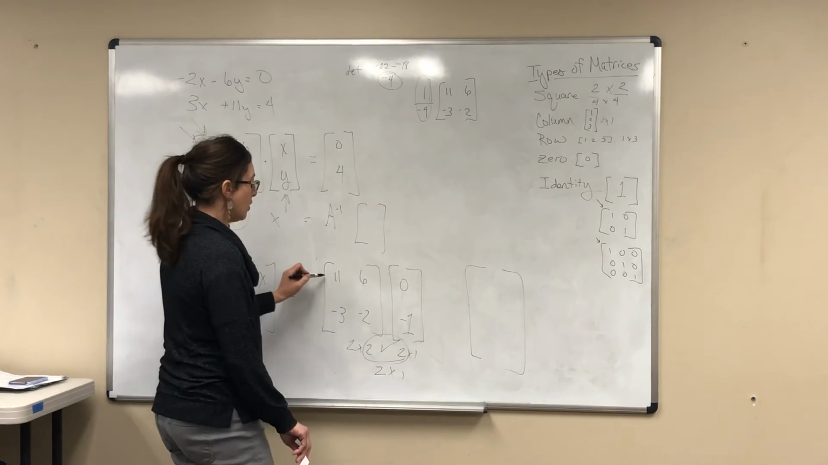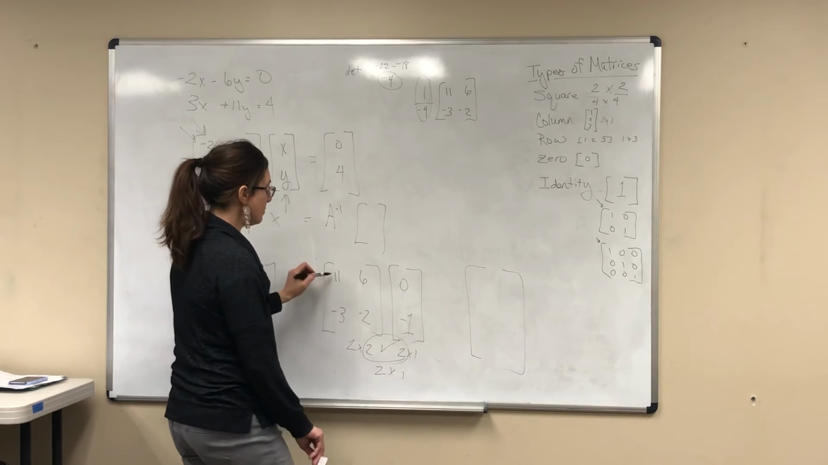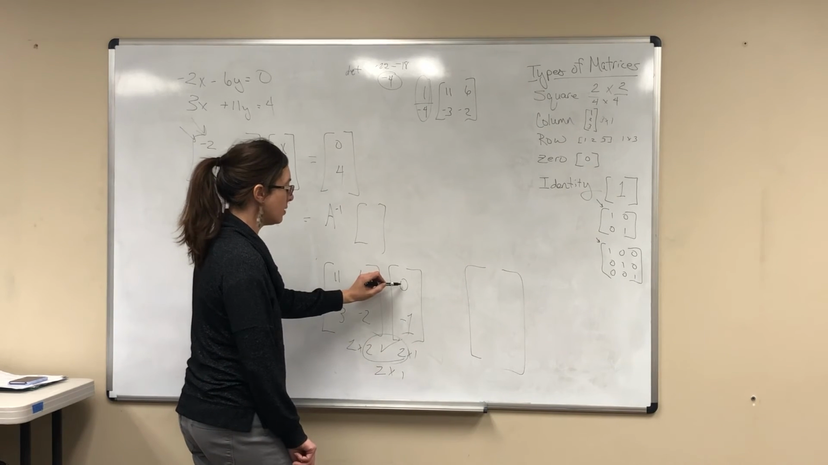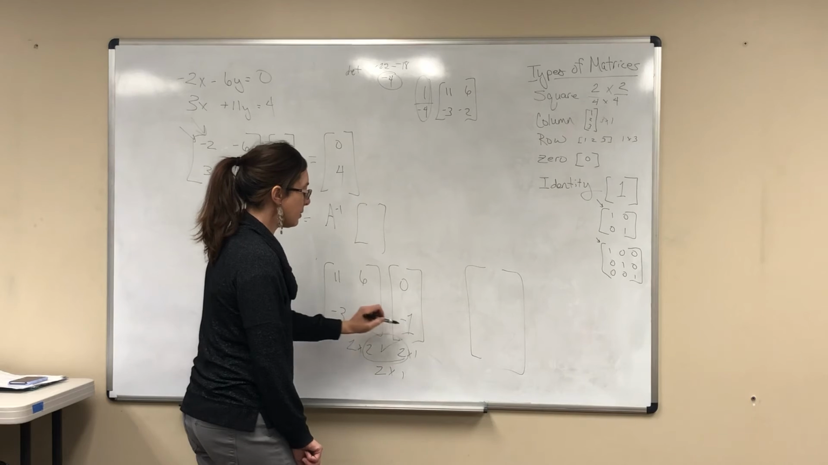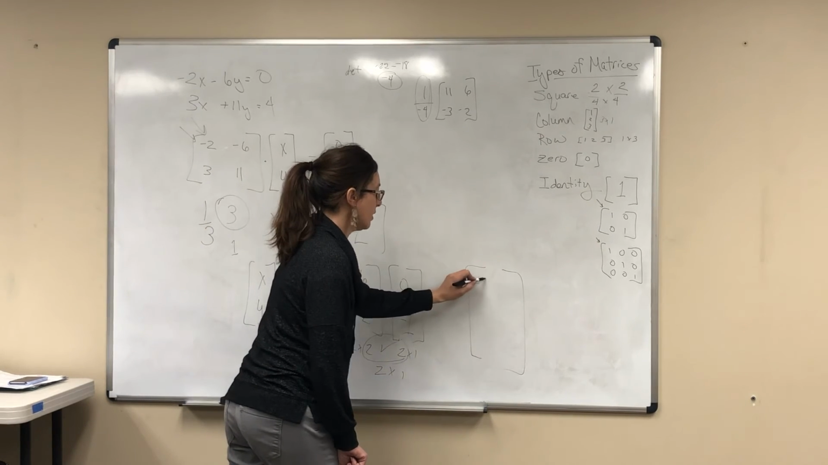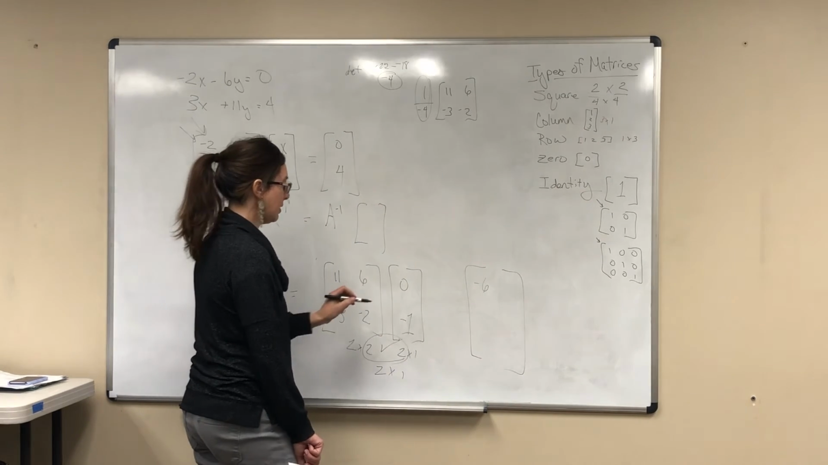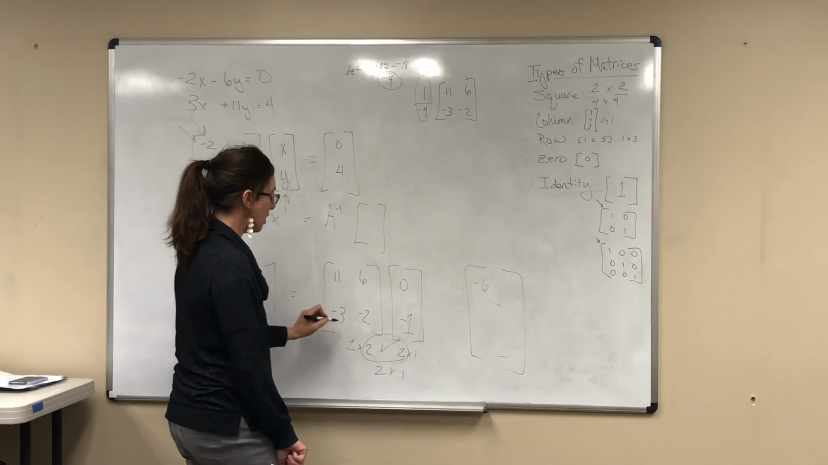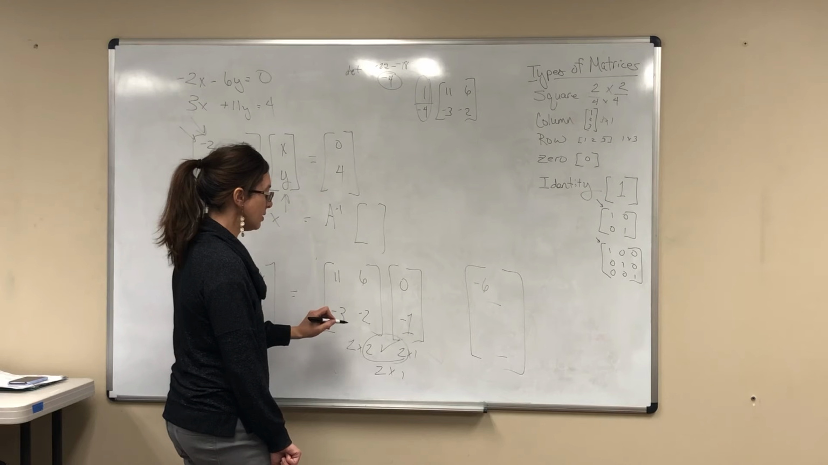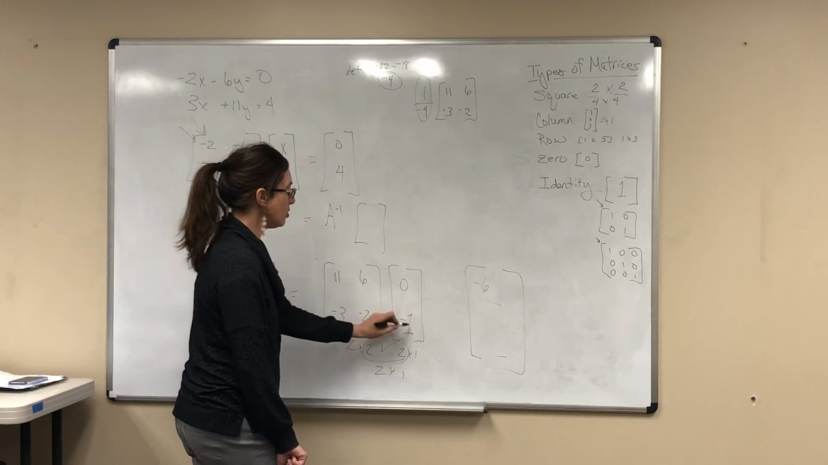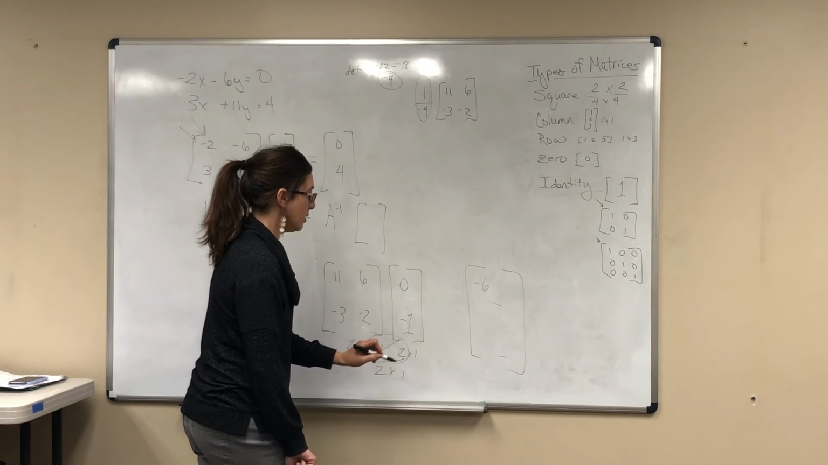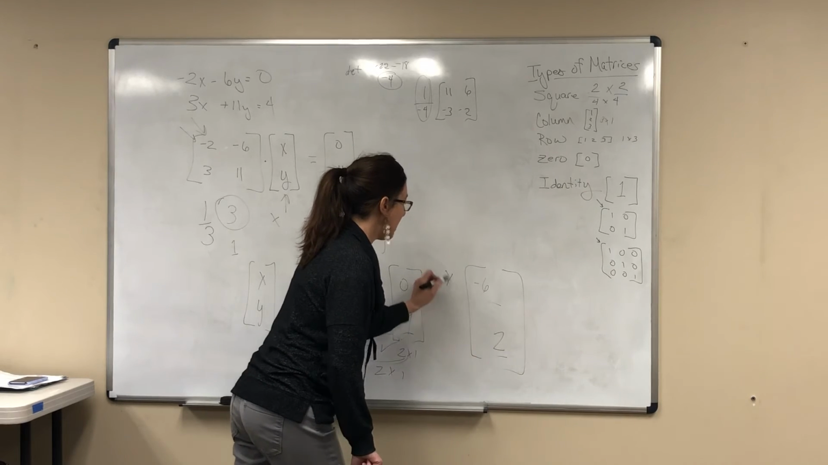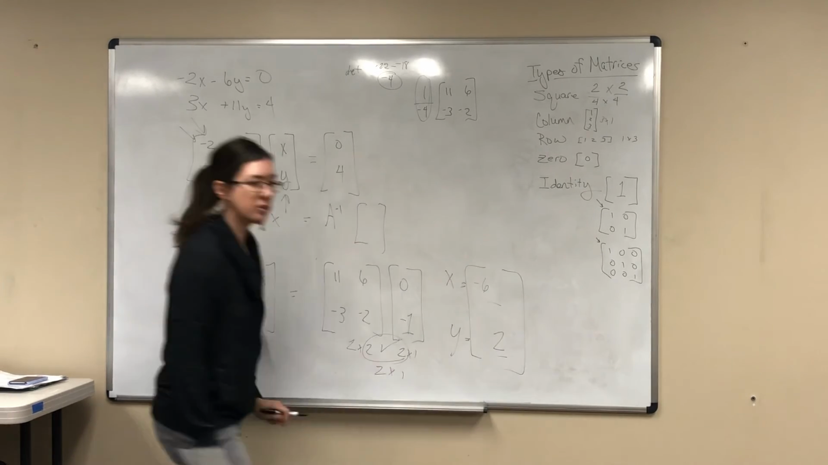Okay. First row, first column, 11 times 0, 0. 6 times -1, -6. Okay. I don't have anything else, right? Because I just have a 2 by 1. Second one, -3 times 0, 2 times -2 times -1, 2. X is 6, Y is 2.